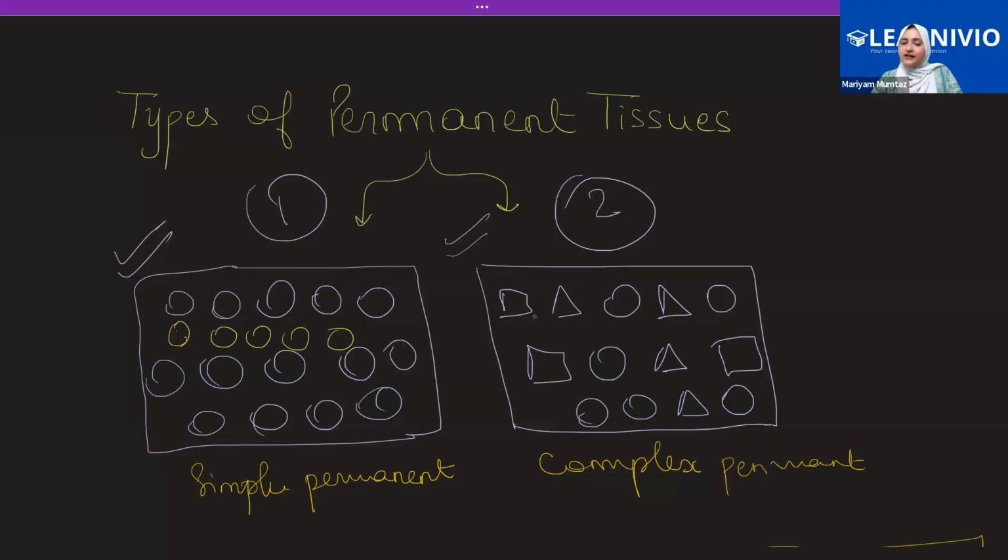This is the major difference between the simple permanent tissue and the complex permanent tissue. The permanent tissues are of two types, simple permanent and complex permanent. Simple permanent tissues are those that are made up of one type of cells. They do not have different types. They just have one type of cells. That's it. Whereas the complex permanent tissues are made up of different types of cells, a combination of different cells.